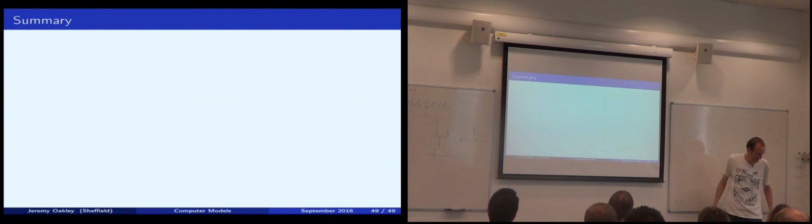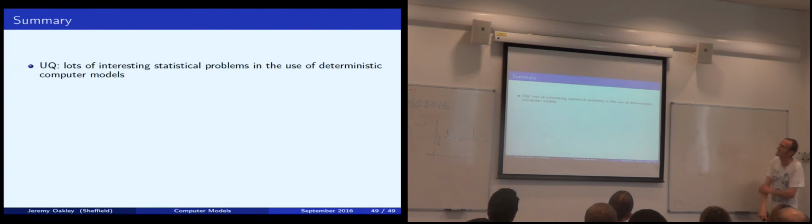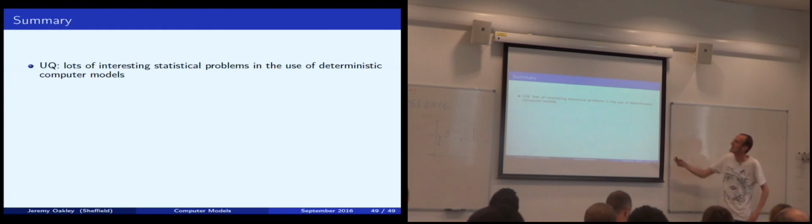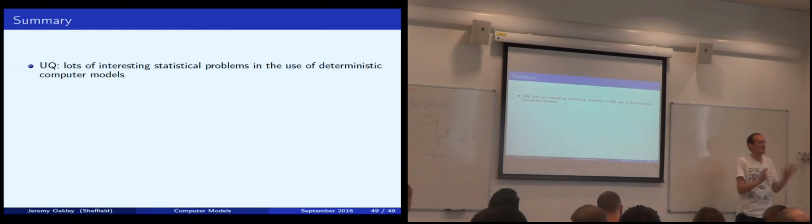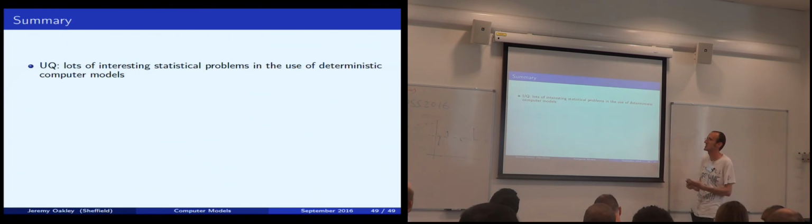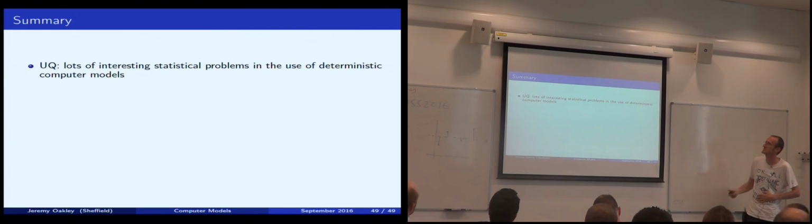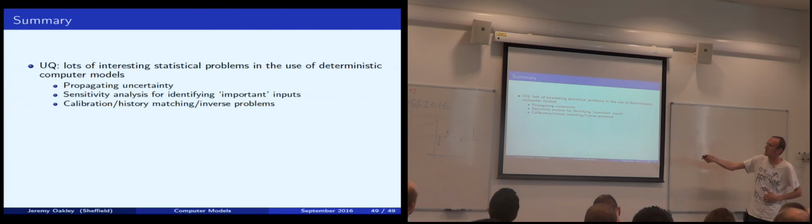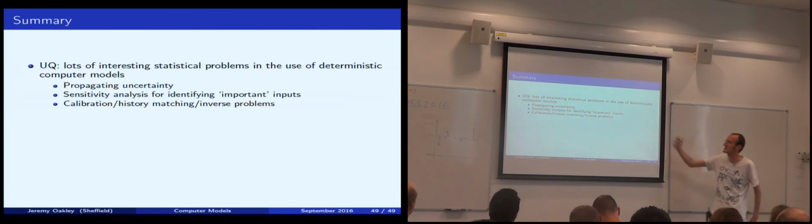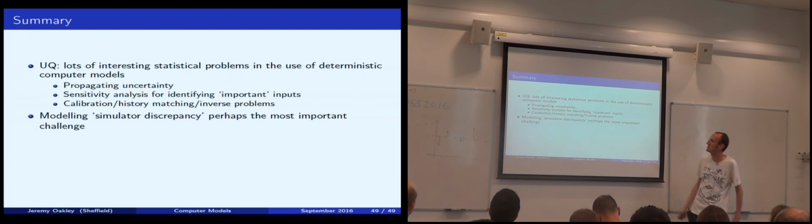Right, so that's just about the end of time, I think. Quick summary then. The UQ, lots of interesting problems to do with using deterministic models, so models that themselves have no uncertainty statement, capturing the uncertainties of interest. We talked about propagating uncertainty, sensitivity analysis, calibration. There are other things as well that people do. This is not an exhaustive list, but there are certainly some examples of interesting problems.